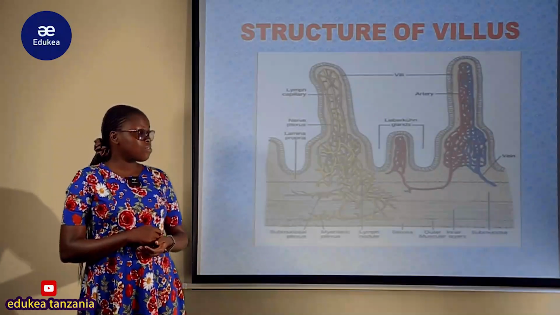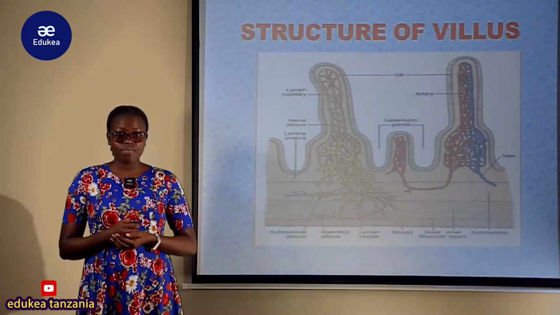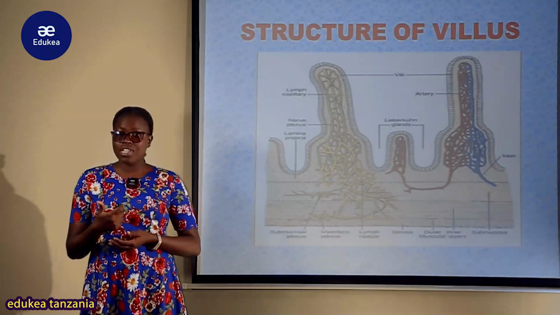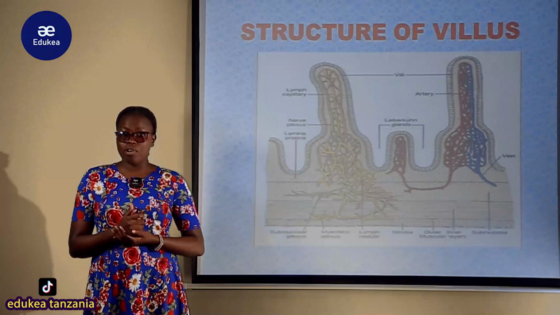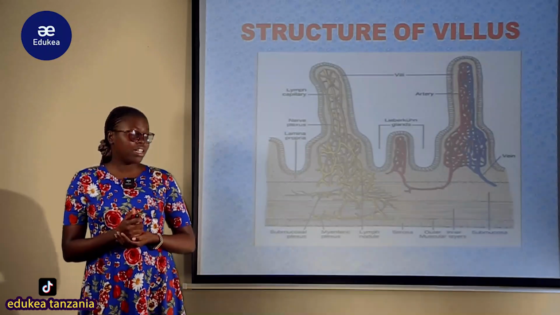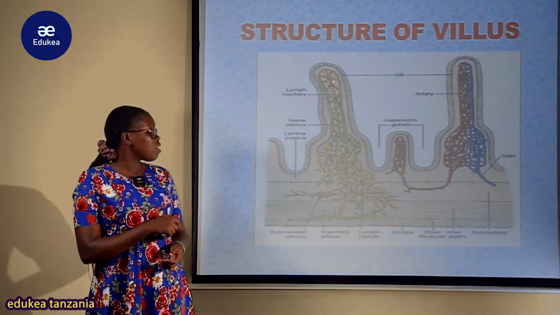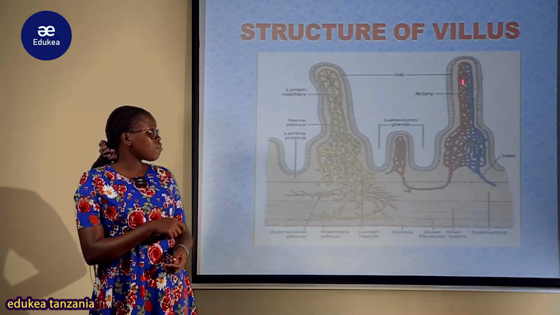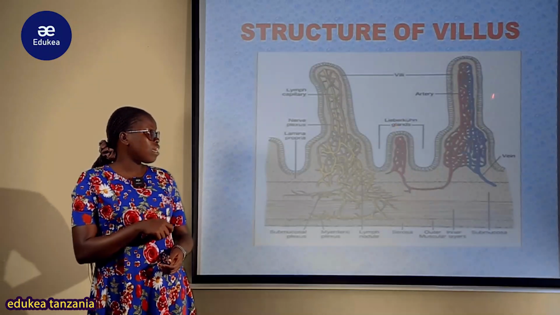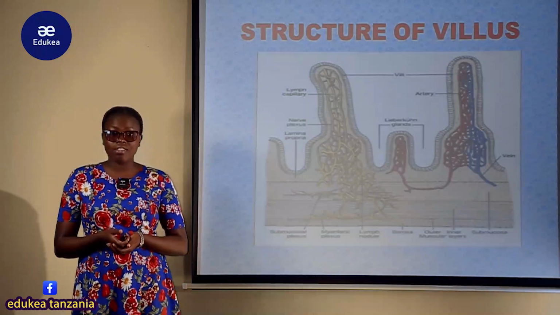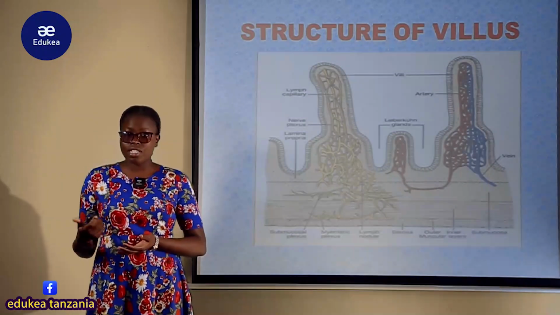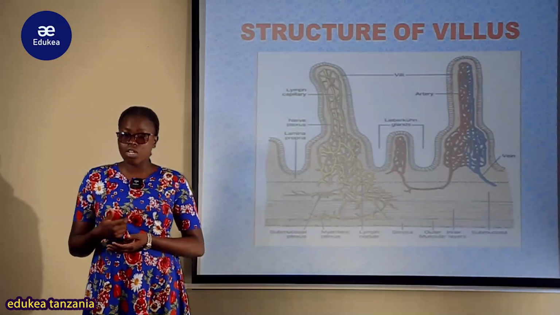This is the structure of the villus which is found within the ileum. Our question requires you to draw and label it neatly and correctly. This is the structure of the villus. As you see here, it has a band of blood capillaries to ensure the supply of oxygen and glucose.